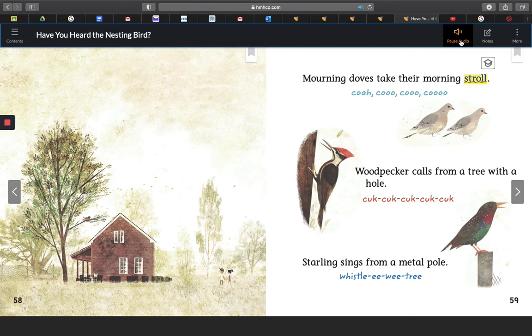So as I read, I'm going to pause when I don't understand something. The story tells about different birds and what they're doing. It says a woodpecker calls from a tree with a hole. I can try different things to help me understand this sentence, like asking a question or rereading the story, looking for clues in the pictures, and thinking about what I already know.